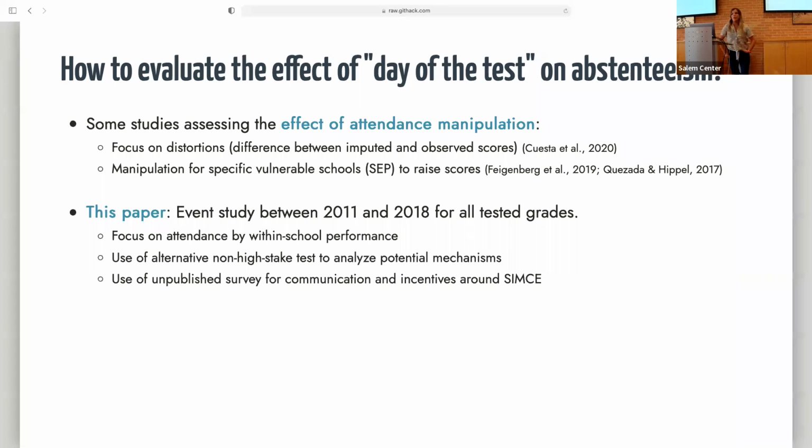In this paper, what we're going to do is basically an event study between 2011 and 2018. That's basically where we have the bulk of our data. And there's a lot of different grades that are tested, from 2nd grade to 10th grade. Not every grade is tested every year, but a lot of the years there's a bunch of overlap. And we're going to, again, focus on attendance by within school performance.